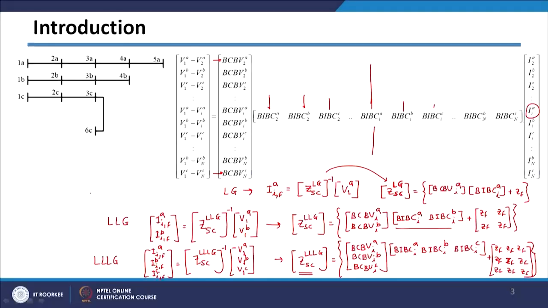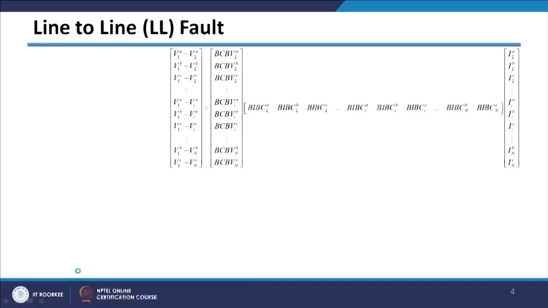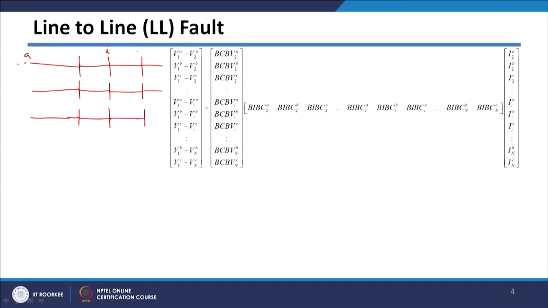So, we have seen these things in the last two classes. Let us go ahead with the LL fault. In case of LL fault, say this is your distribution system, say this is your ith bus, this is your phase A, this is your phase B, and say this is your phase C. This is the ith bus, this is the I plus 1th bus, and this is the I minus 1th bus.